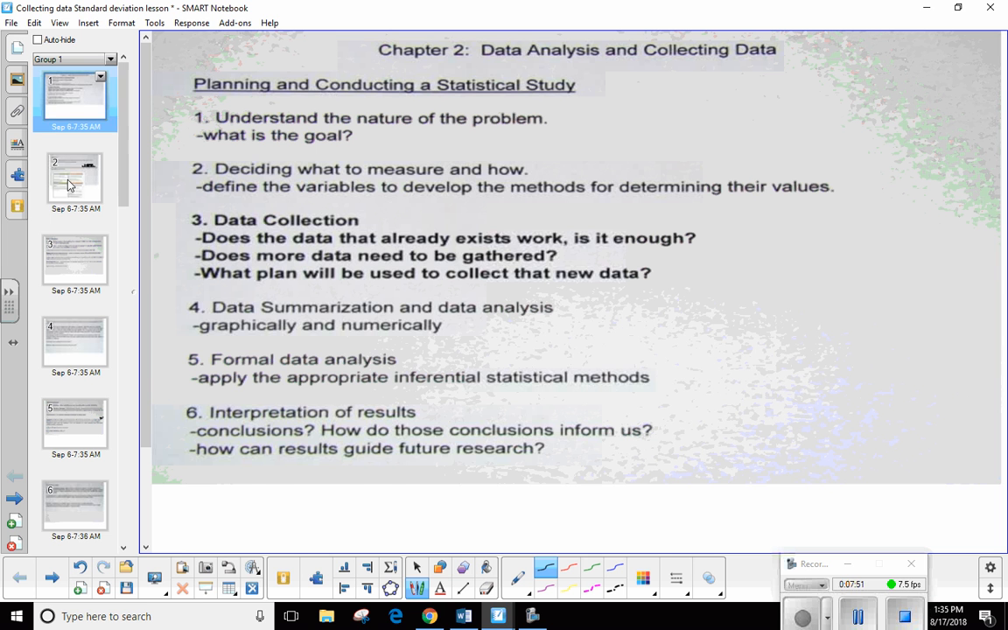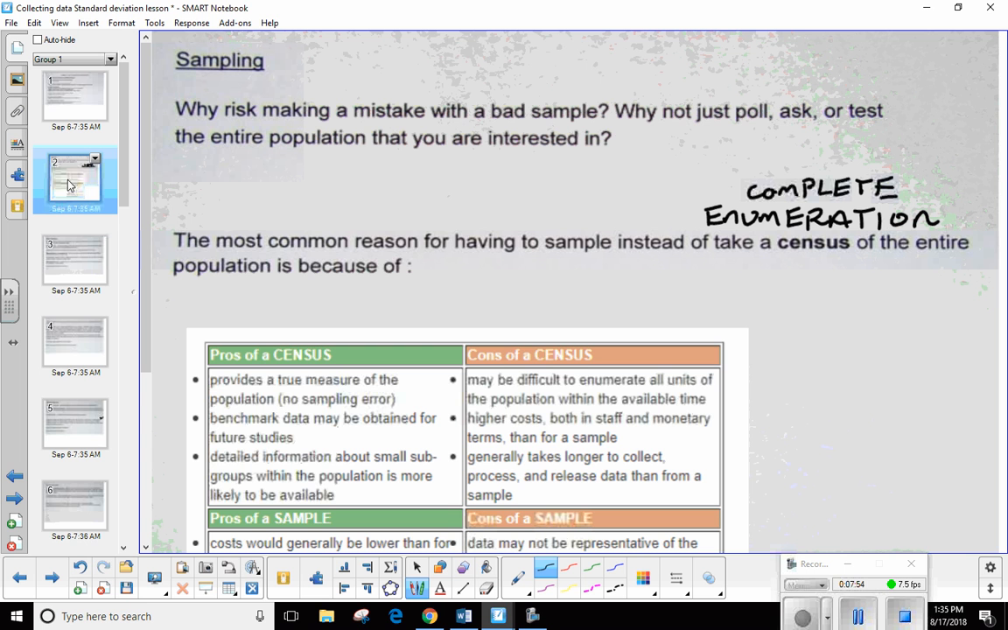All right. So let's see what we got here. Sampling. Why risk making a mistake with a bad sample? Why not just poll, ask, or test the entire population that you're interested in? All right, so we're going to go ahead and do just a quick comparison here. We're going to get more into this on Monday when we start looking at the process. But the most common reason for having a sample instead of taking a census of the entire population is, and I've got pros and cons here that I'll go ahead and scroll down and let you see in just a second. But when we're taking a census, that's what we refer to as a complete enumeration. So everybody. Everybody. That means whatever it is we're talking about, people, units, whatever, we're including the entire population.